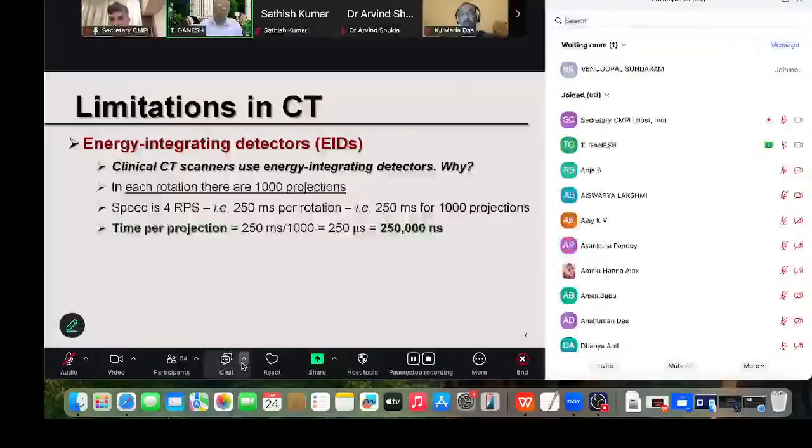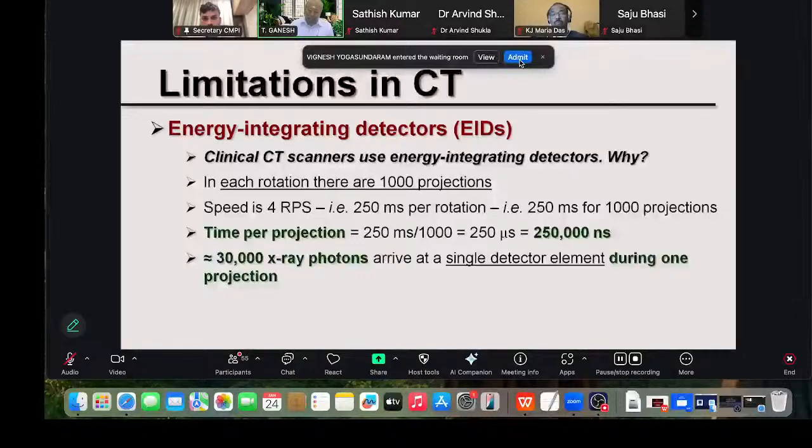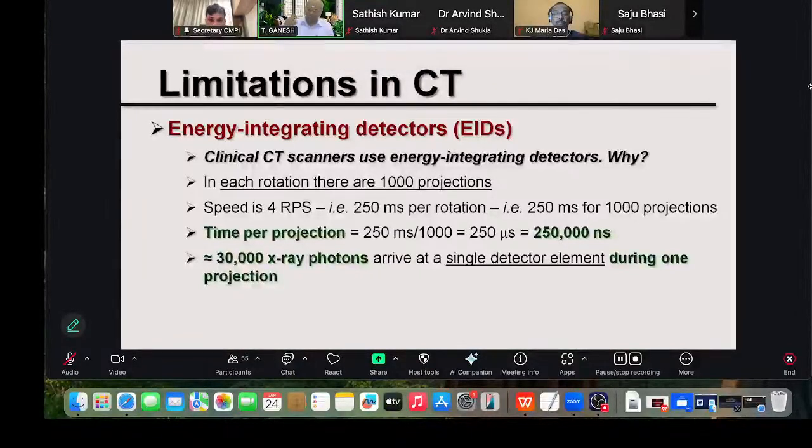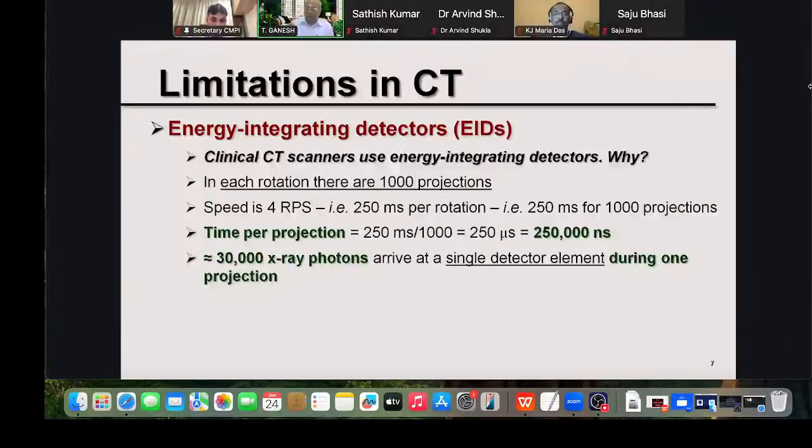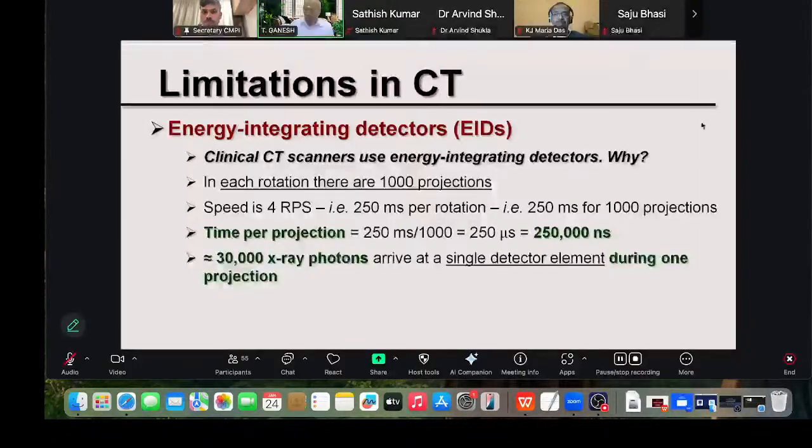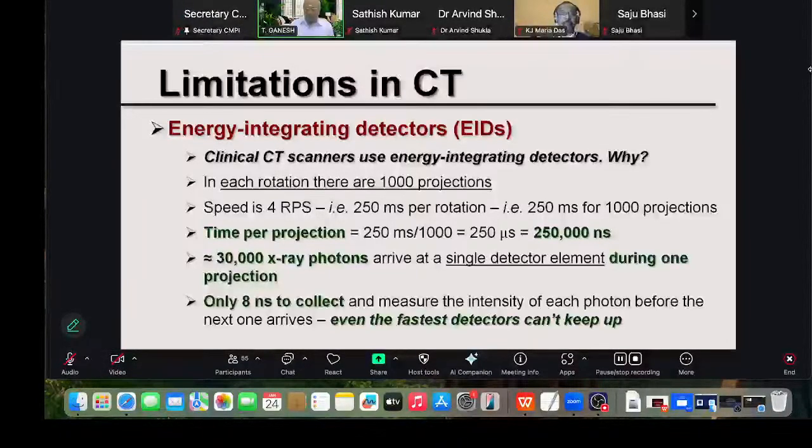During this time of 250 microseconds, there are about 30,000 X-ray photons arriving at each single detector element. Each single detector element will see about 30,000 X-ray photons in such a short time during that one projection time. That means we have just about 8 nanoseconds to collect and measure the intensity of each photon.